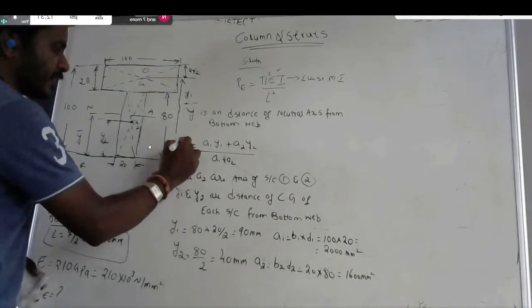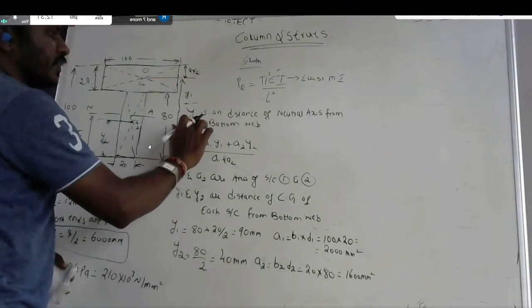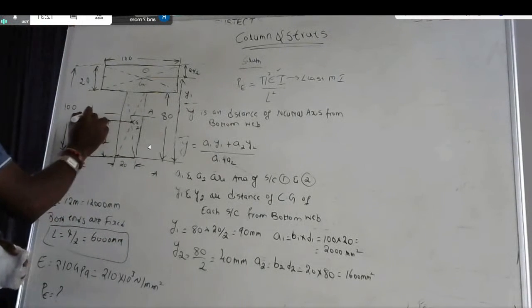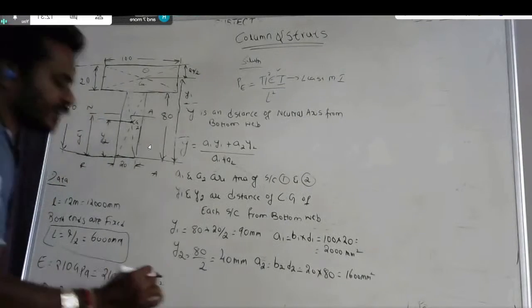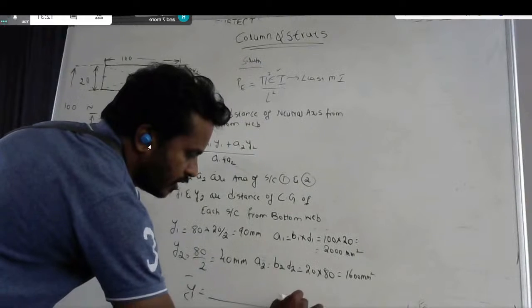Now I can calculate the distance of y bar from the bottom web. The neutral axis distance I can calculate. This y bar I can calculate. Now we can calculate that. Substitute all the values. How many mm?